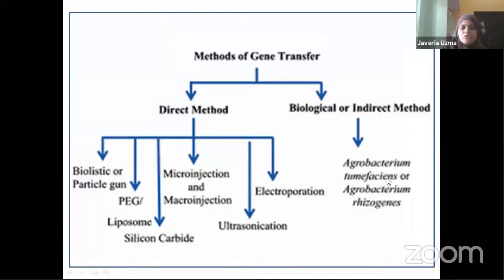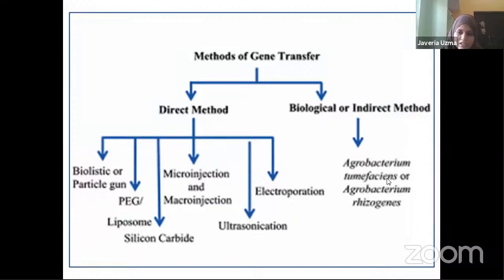Agrobacterium tumefaciens is a bacterium that causes crown gall disease in plants. That is, it is a tumor causing disease. Whenever a wound is seen in a plant, this bacterium will enter that plant and cause tumors in it. This is the negative effect of Agrobacterium tumefaciens.